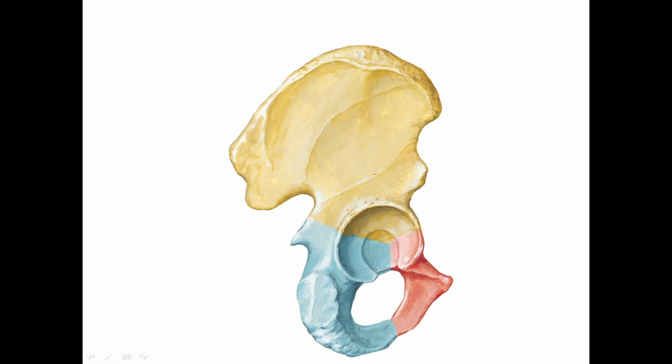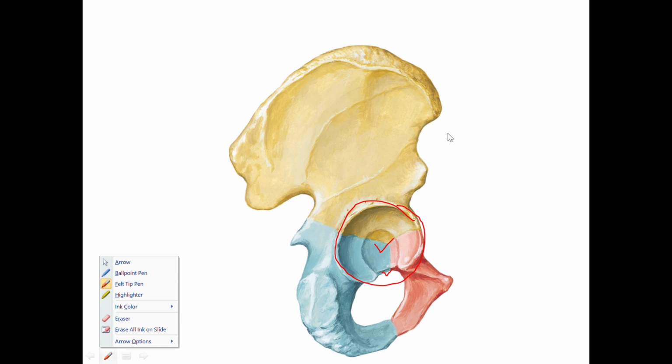Now we can come to the very important structure on its lateral side, where these three bones fuse together. We call that the acetabulum. In the acetabulum we have the articular and non-articular parts. In this place we have the acetabular fossa, and here we call it the acetabular notch.